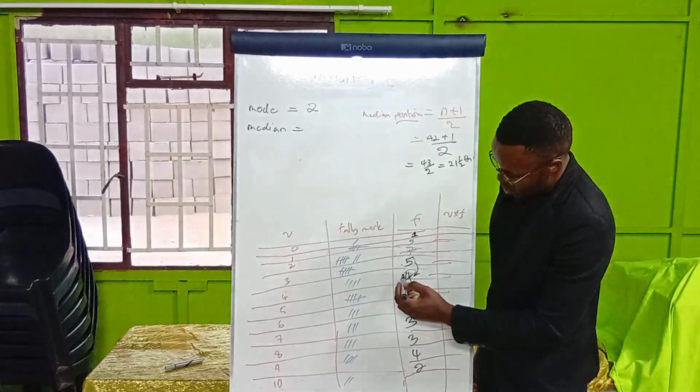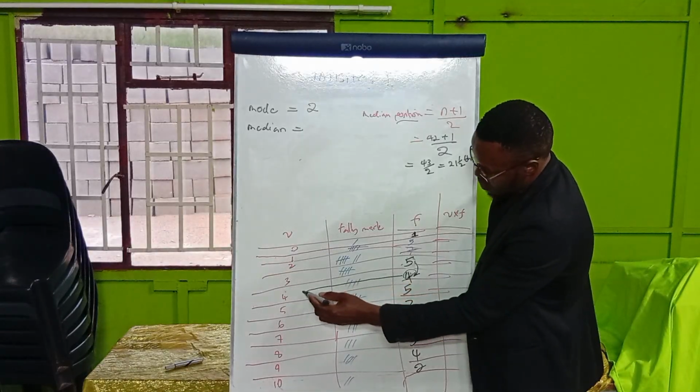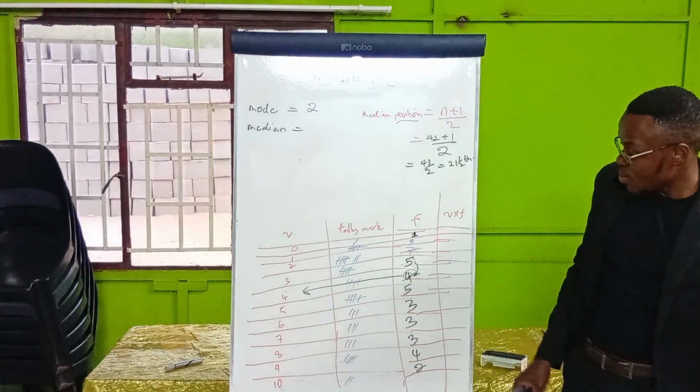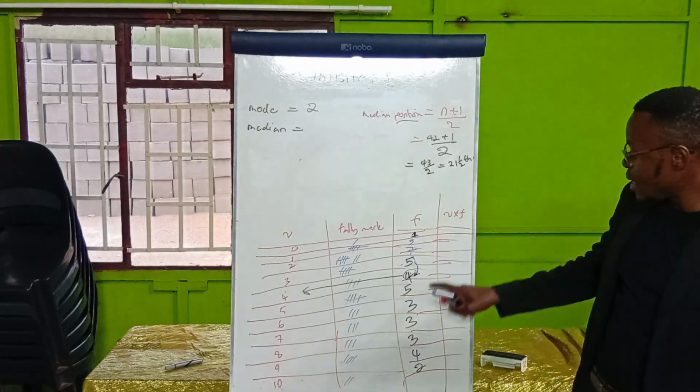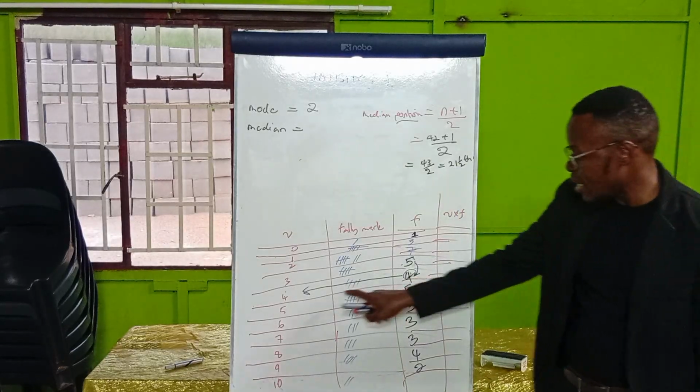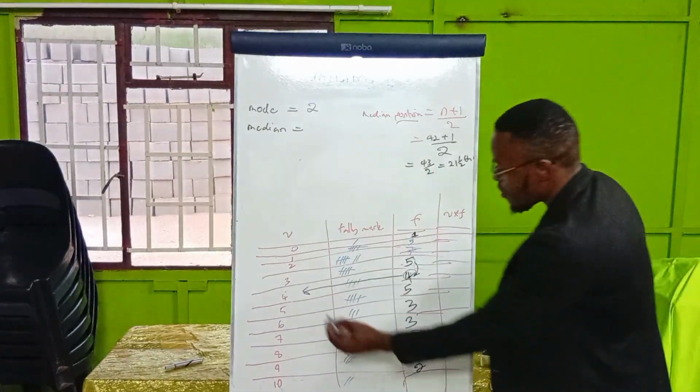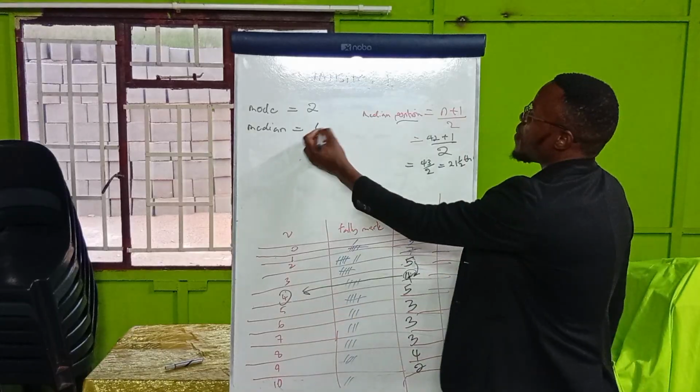So therefore, then look at where it corresponds. Position 21 and a half is in this range, and it is corresponding to the variable of 4. Therefore, the median is 4.